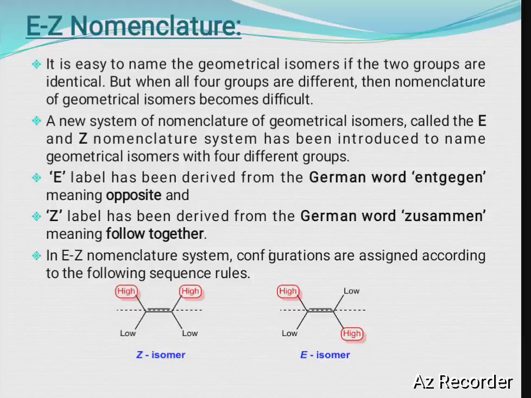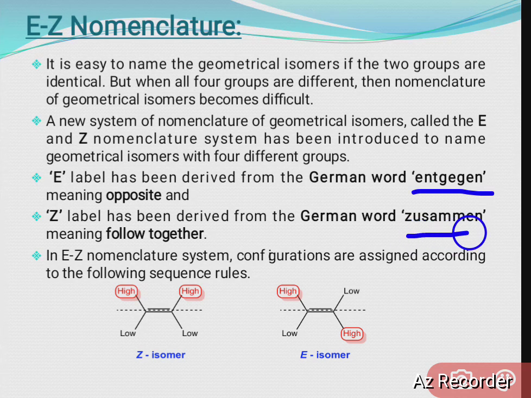Here, E means, in the German word, entgegen, which means opposite side. The E isomer is used to represent the trans isomer. Next, Z, in the German word, is zusammen, which means together, or on the same side. Okay, bulkier groups on the same side. This Z representation is used to represent the cis isomers.